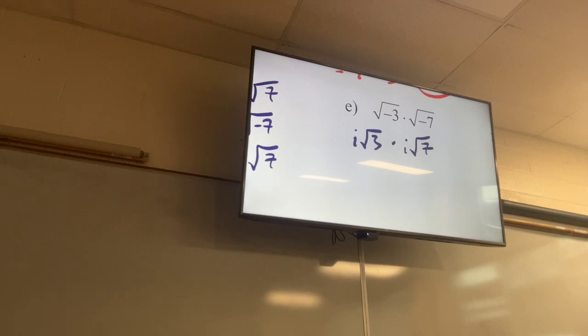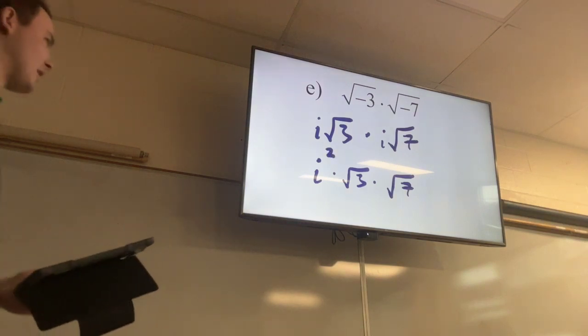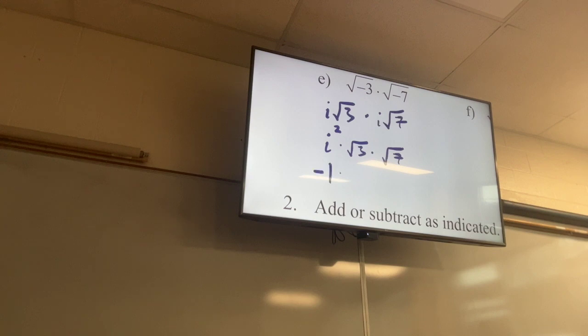Not in this course. Okay? i root 3 times i root 7. Okay? Do you guys see how we can multiply the i's together? So there's i times root 3 times i times root 7. So it's actually more like i times i times root 3 times root 7. Okay? i squared, sorry, i squared. Okay? And what's i squared equal to? Negative 1. So it's negative 1 times root 3 times root 7.